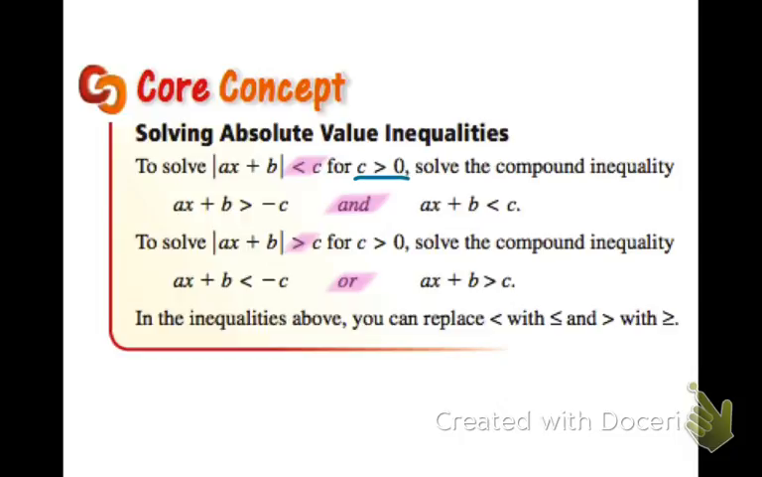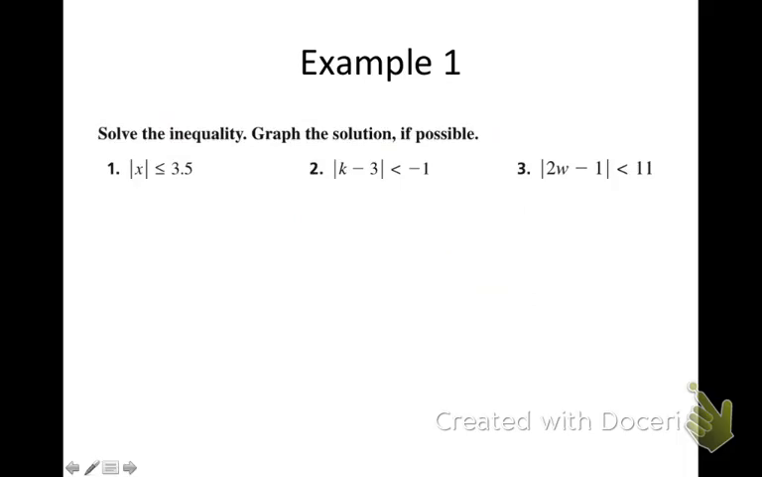C must be greater than 0, right? By definition, the absolute value of something is its distance from 0, and distance is measured in positive values. So we'll see how we treat each one of them when we solve them. So let's solve some.